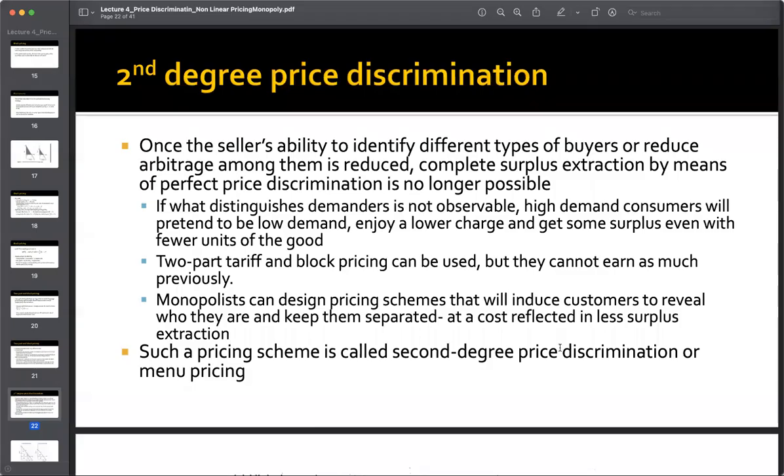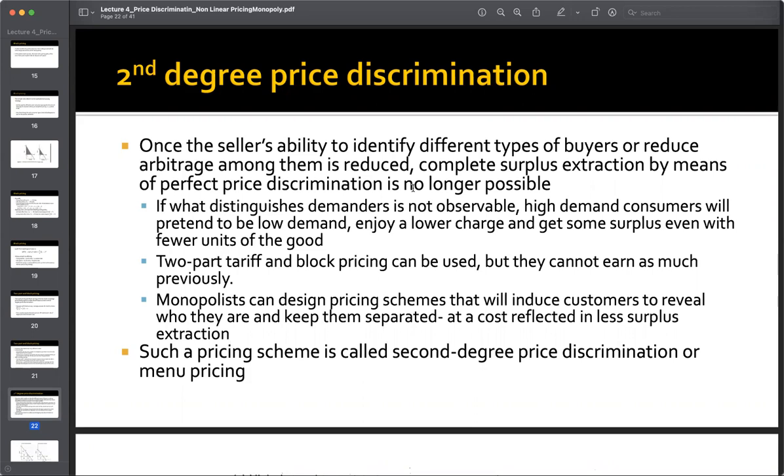Okay, so now we will talk about the second part of nonlinear pricing, which is second-degree price discrimination. Before that, sorry, let me share my screen. Okay, so, second-degree price discrimination.